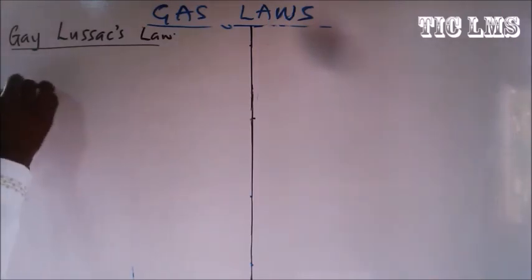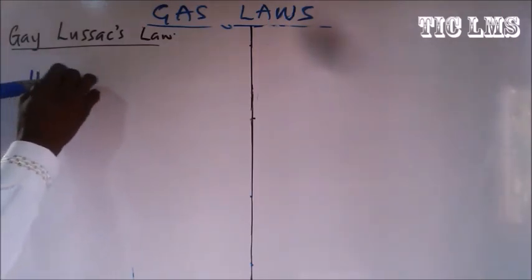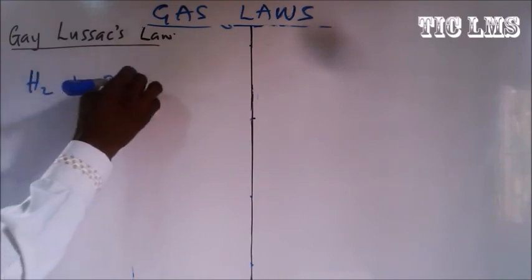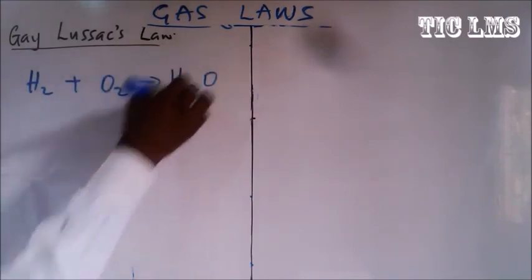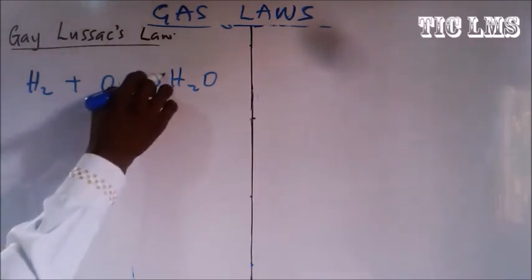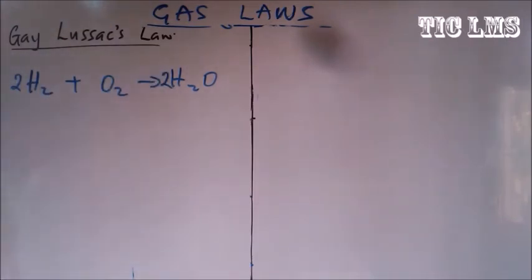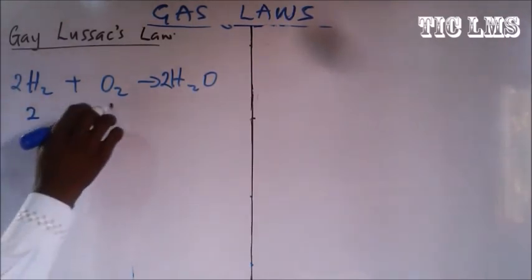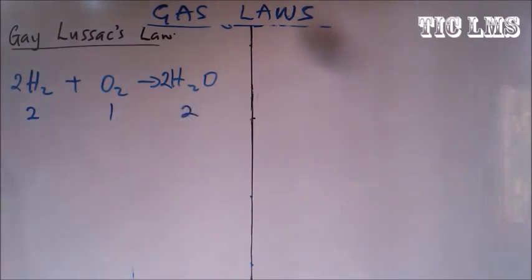If you have a gas such as hydrogen reacting with oxygen gas to form water, we balance this equation by having 2 here and having 2 here. Now Gay-Lussac is saying that when gases react, they do so in volumes which are in ratio to one another. So we have 2 volumes of hydrogen here, and we have 1 volume of oxygen here to produce 2 volumes of water. And so this is the ratio that he's talking about.